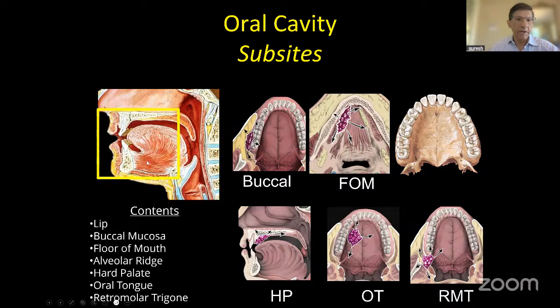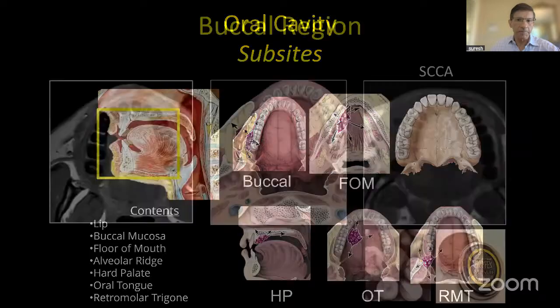We then have this area back here, which is going to be the floor of the mouth. This is the area of the mandible, and where the teeth insert right here, this is what we call the alveolar ridge. And as I mentioned before, then we have the oral tongue, and we'll say a little bit more about the retromolar trigone later.